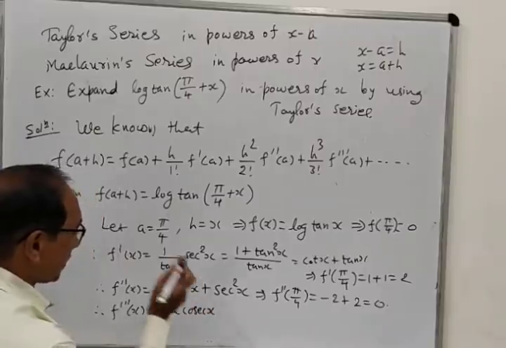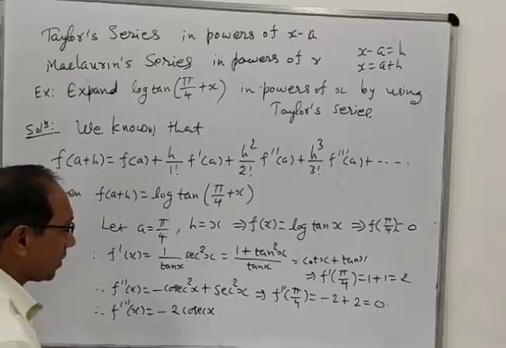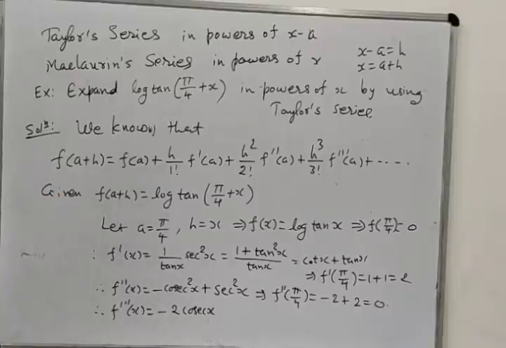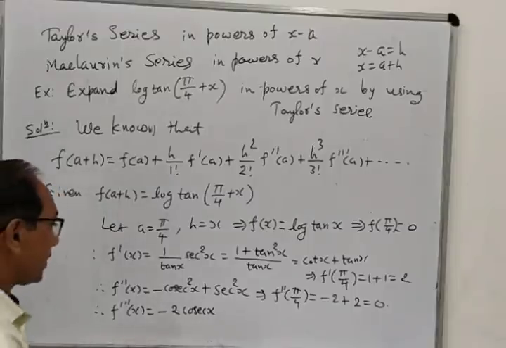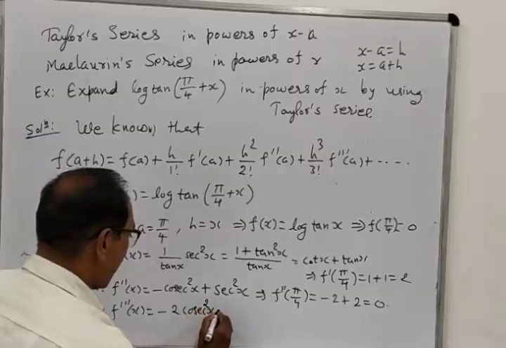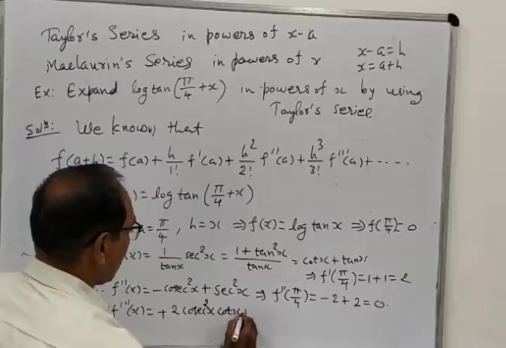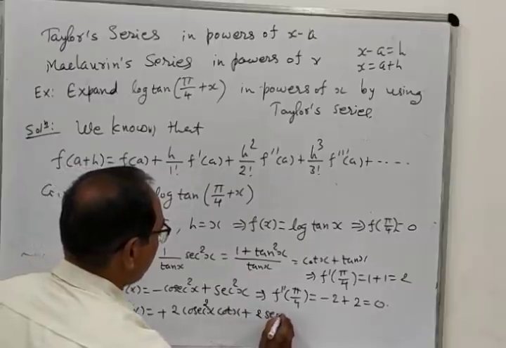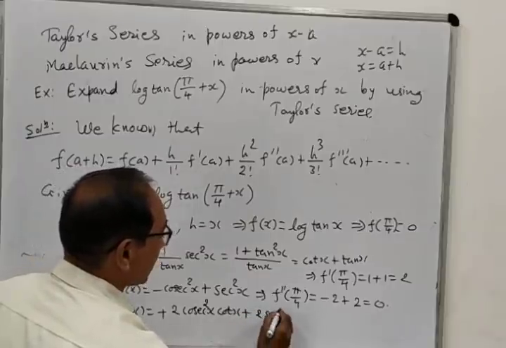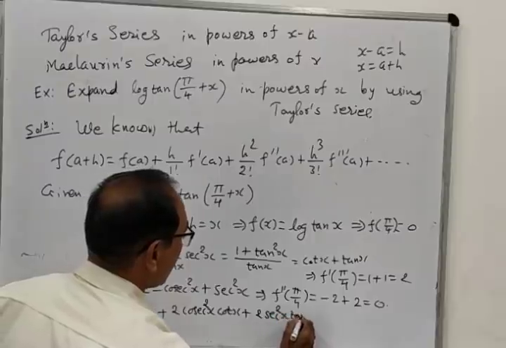And cosec x has again one derivative. What is the derivative of cosec x? Minus cosec x into cot x. That means cosec square x into cot x. And minus minus will become plus. It has the derivative 2 sec x, and sec x has the derivative sec x tan x. So sec square x into tan x.